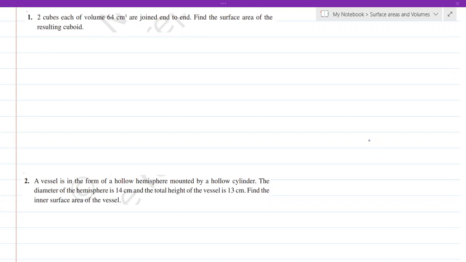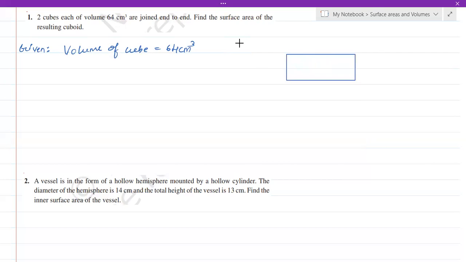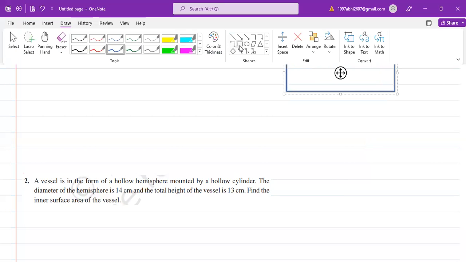Okay. So we have got two cubes. Volume of each cube is 64 cm³. So the given part is the volume of the cube. Volume of cube is given as 64 cm³, and we have to find the surface area of the resulting cuboid. Okay, now first let's draw the figure. We have got two cubes. Okay, let me finish the diagram.